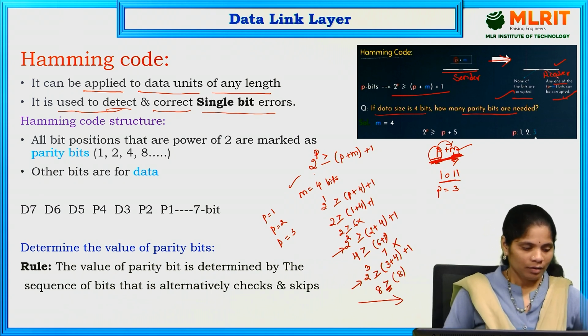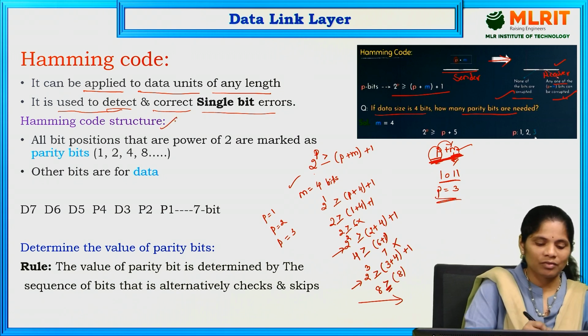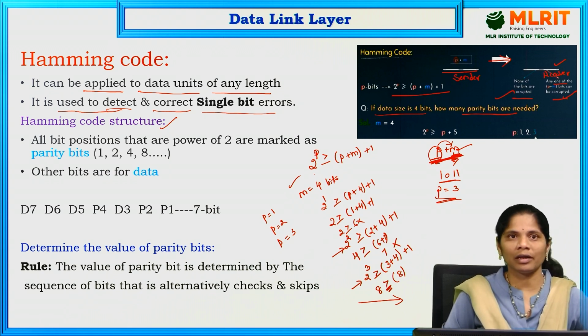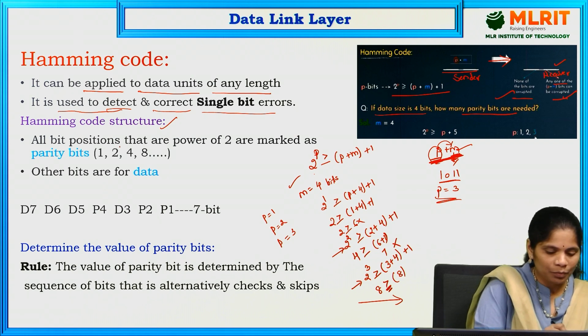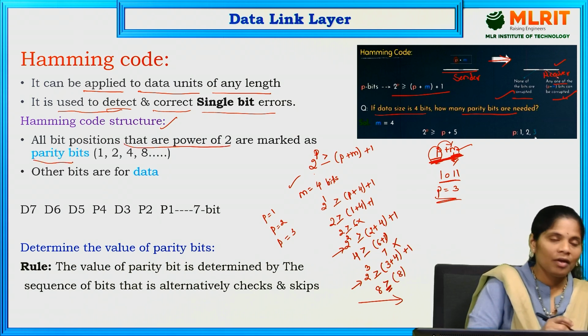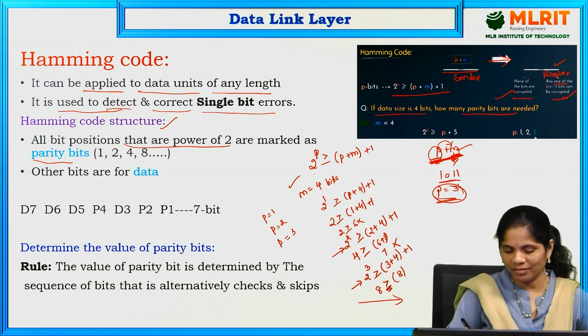So like this, we have to add the parity bits. After adding parity bits, what is the Hamming code structure? How do we add the bits, and at the same time how do we detect and correct the errors? All the bit positions that are a power of 2 are marked as the parity bits, where we have to add the parity bits. We know that 3 parity bits are needed. For the original message 1102, we have to add an extra 3 bits.